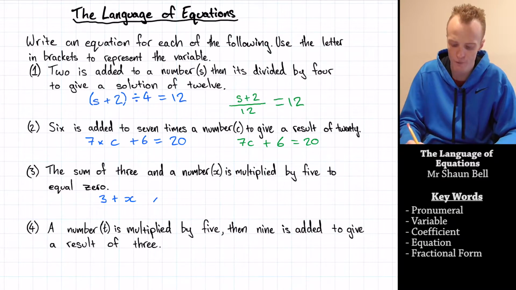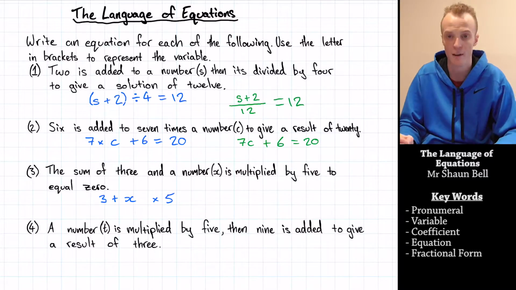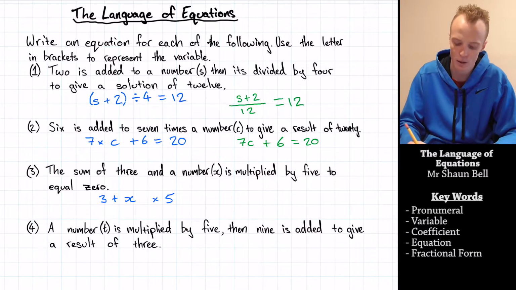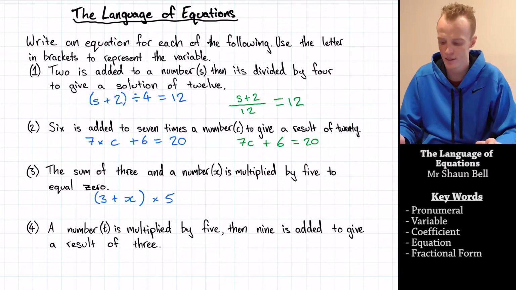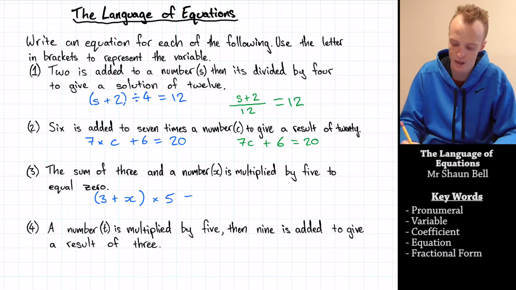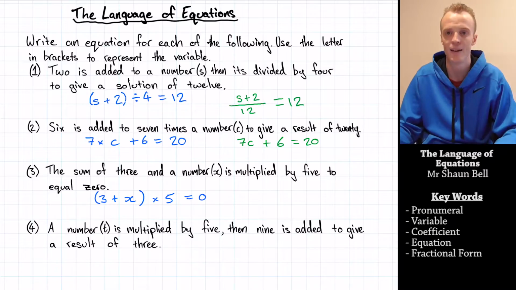Now if I just write multiply by 5 here, BEDMAS says that we'll do x times 5 before we'd add the 3. So what I need to include here is brackets around this addition to make sure we do the sum of 3 plus x first. Now this is equal to 0. So we write this equals 0 at the end here.